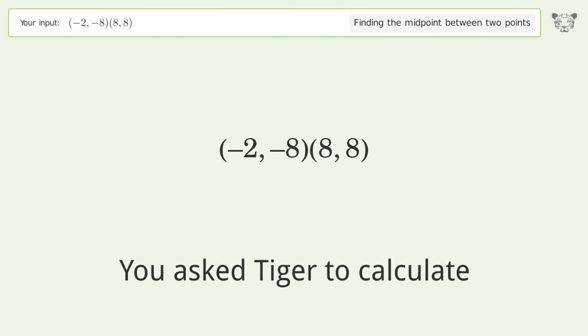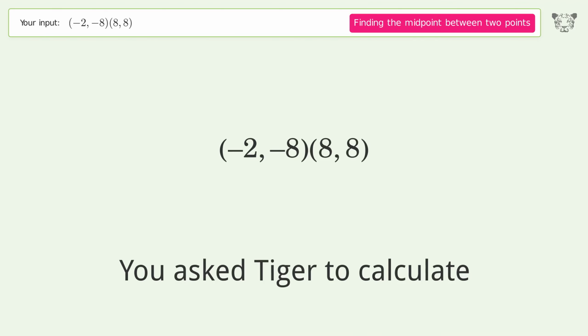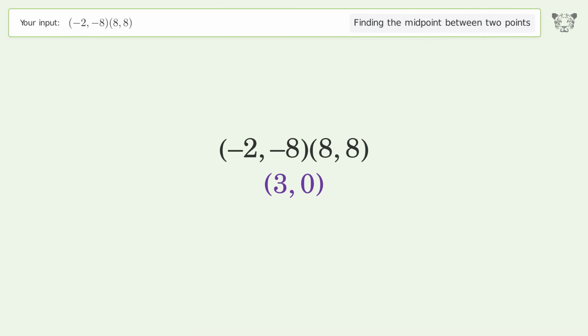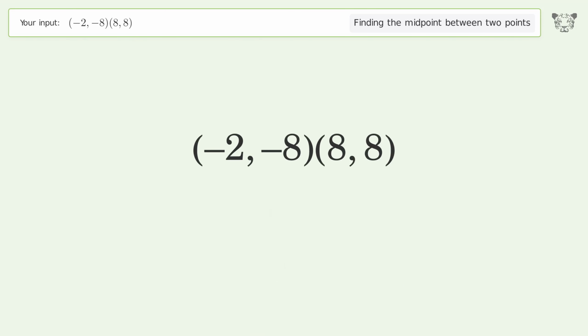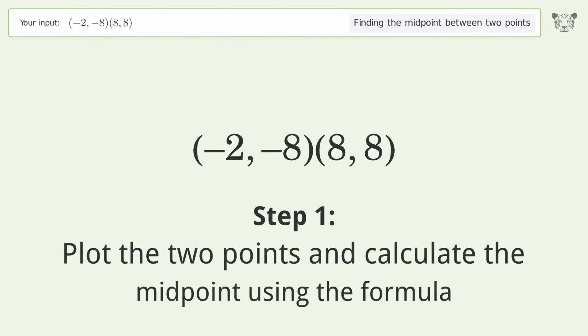You ask to calculate. This deals with finding the midpoint between 2 points. The midpoint between the 2 points is 3, 0. Let's solve it step by step. Plot the 2 points and calculate the midpoint using the formula.